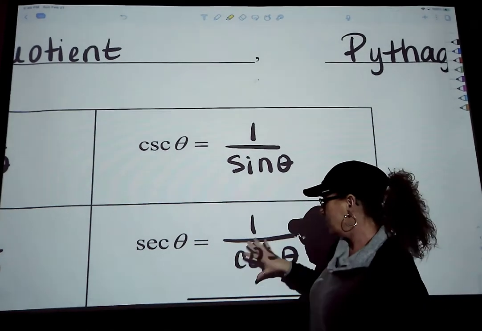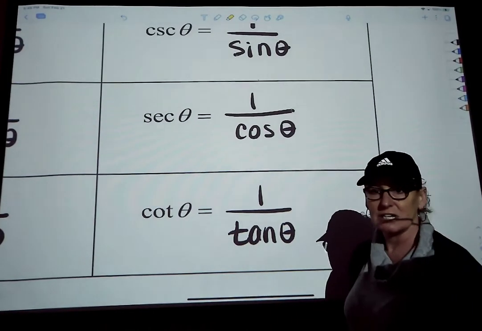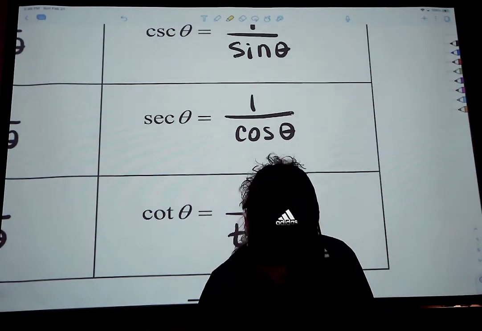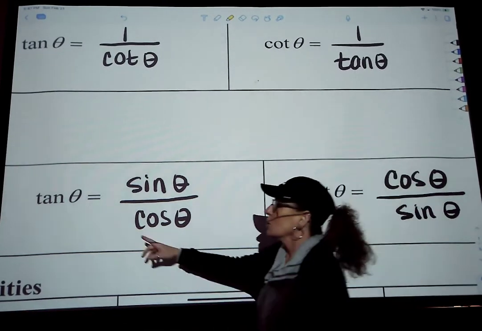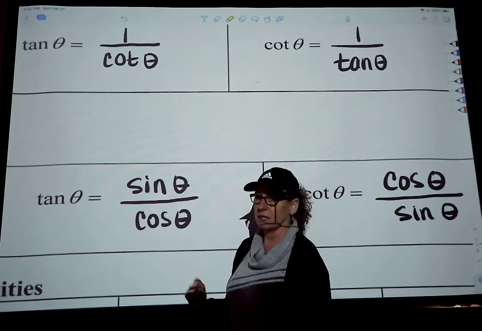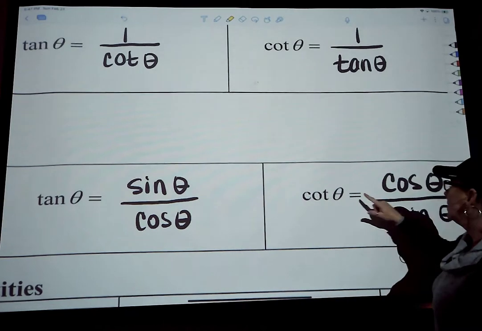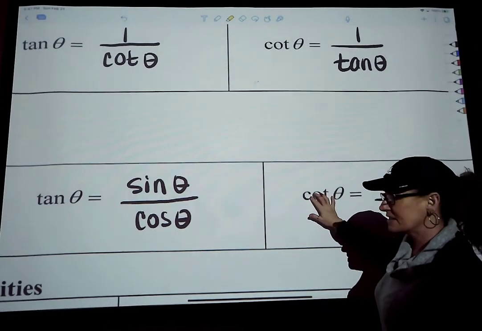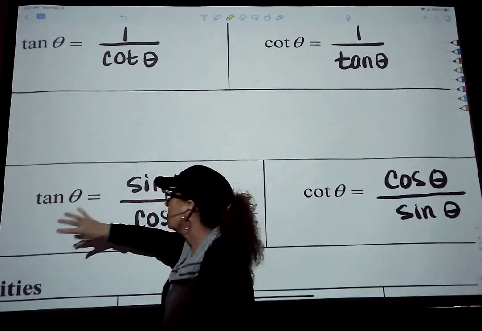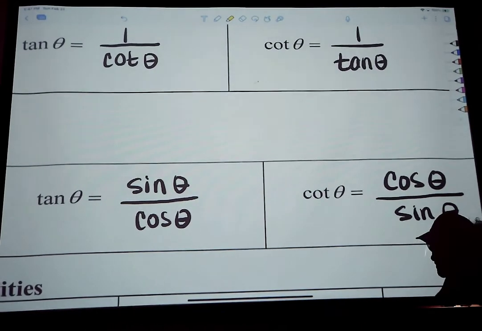If you see a secant, you can turn it into 1 over cosine. If you see a cotangent, you can turn it into 1 over tangent. Or, here's a couple more options for you. For tangent and cotangent, you can turn tangent into sine over cosine. Or, you can turn cotangent into, since this is the upside down version of tangent, let's turn this one upside down. So cotangent is cosine over sine.